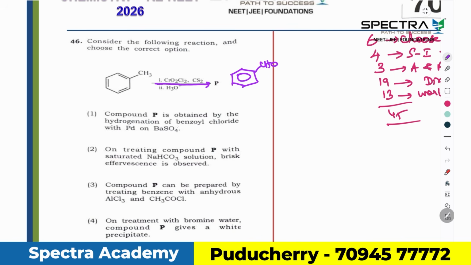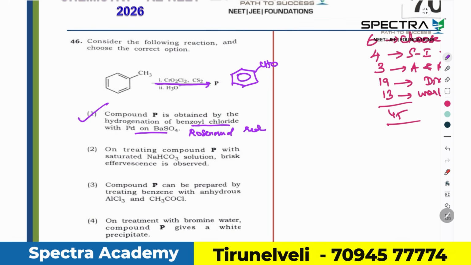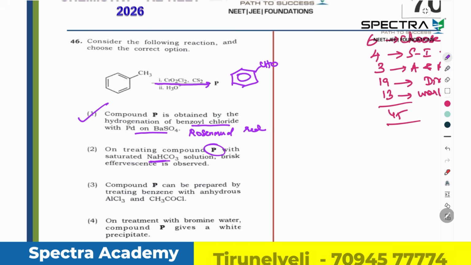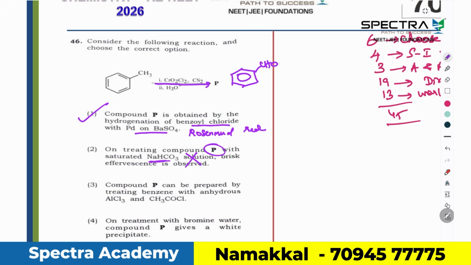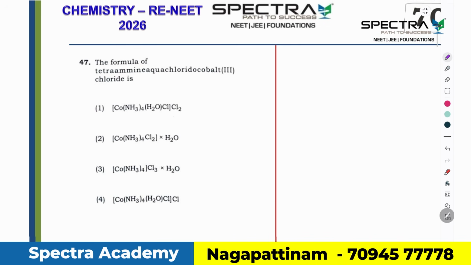First one, it is obtained by the hydrogenation of benzoyl chloride with palladium and barium sulfate. Yeah, it is correct because it is Rosenmund reduction. So this is the correct answer. And this is not a carboxylic acid because carboxylic acid alone will give effervescence, and this cannot be prepared by acylation, and also this is not phenol to give precipitate with bromine water. So the answer for the 46th question is option 1.